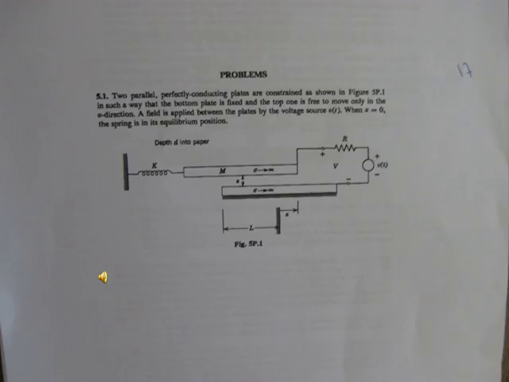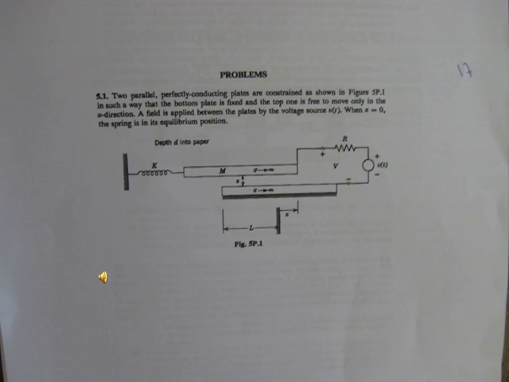And then we will see this problem 5.1. Two parallel plates, perfectly conducting. The plates are constrained as shown in figure 5b.1 in such a way that the bottom plate is fixed and the top one is free to move only in the H direction. A force is applied between the plates by the voltage source VD when H equals 0 and the spring is in equilibrium position.